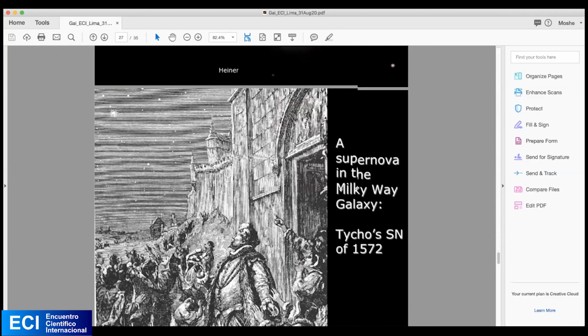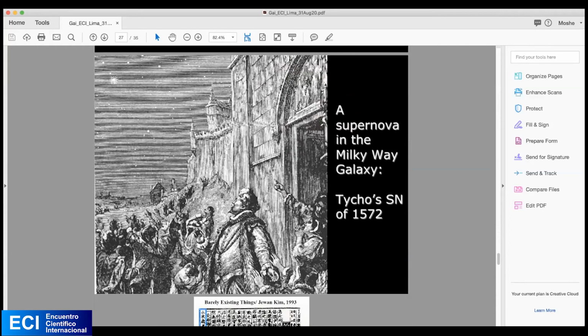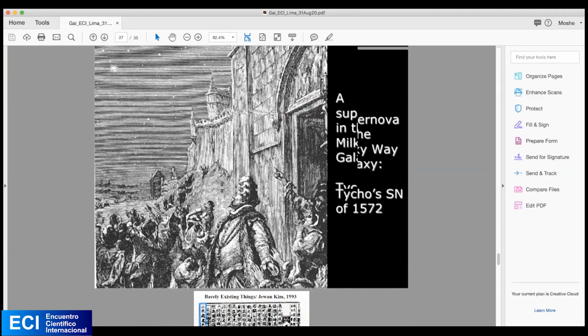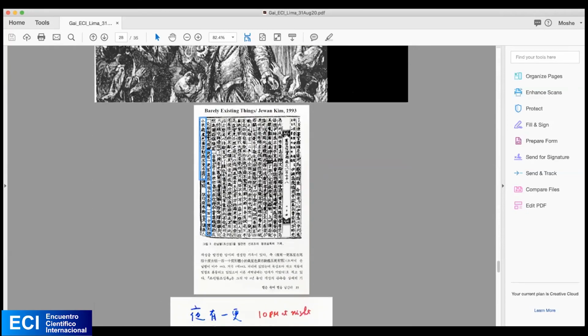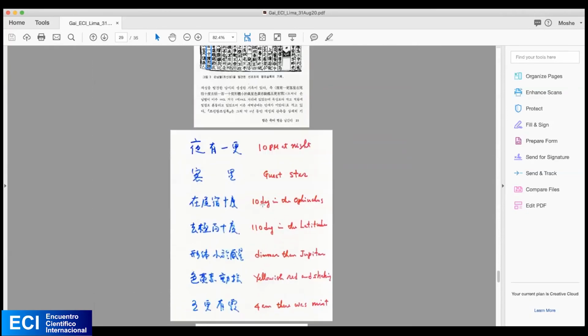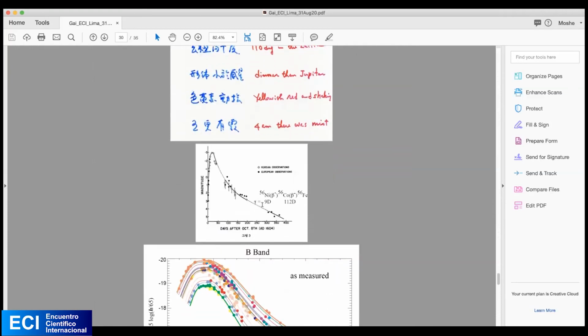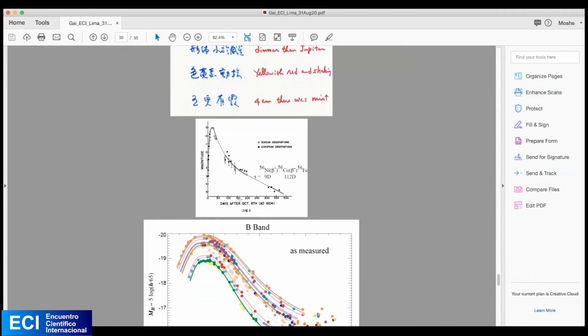Here is a supernova that was seen by Tycho Brahe in 1572. It was a type 1a supernova. Thirty years later, the Korean observatories and Kepler saw a supernova, in the year 1604, 30 years after Tycho Brahe. And what we see over here is called a light curve.